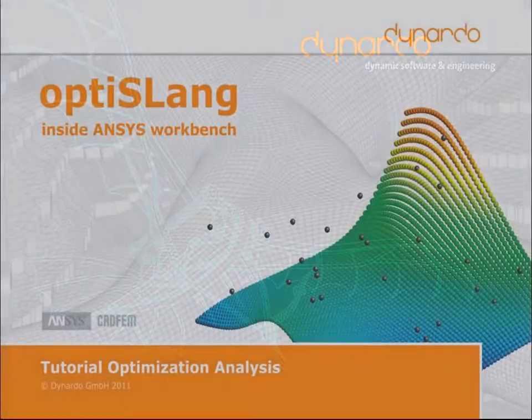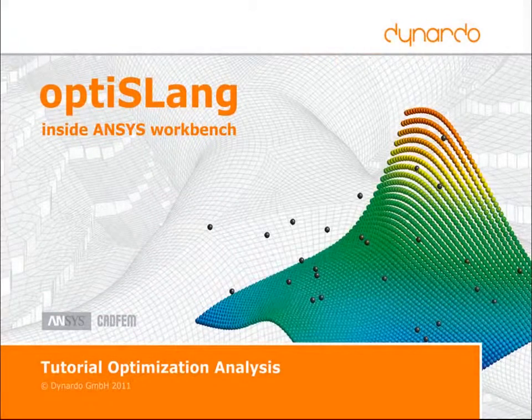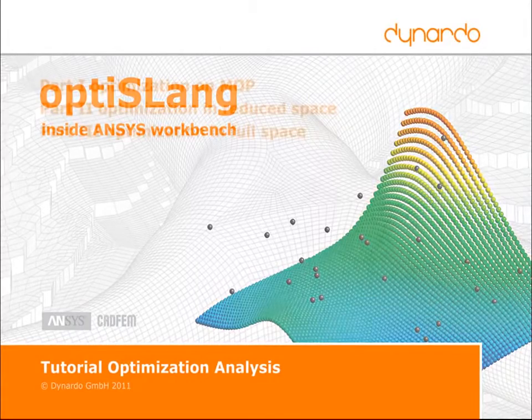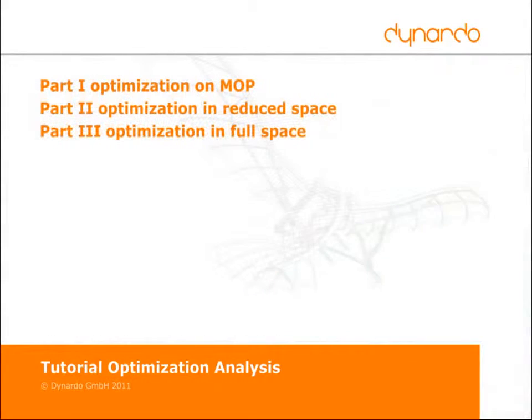In this part, we present optimization workflows within optiSLang inside ANSYS Workbench. The tutorial starts with an optimization on MOP. Afterwards, the optimization will be applied in the reduced space of important parameters. For completeness, an optimization in full space is shown at the end.